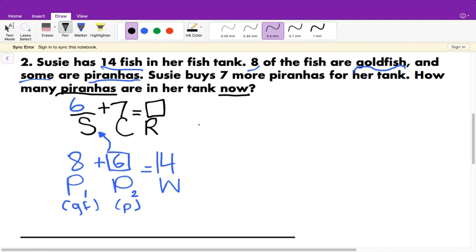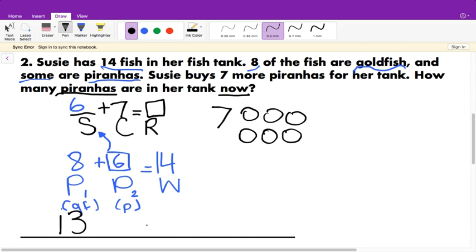And now I can go back to solving my original equation. 6 plus 7 equals box. I'm going to start with 7 and then count on 6 more. 1, 2, 3, 4, 5, 6. And now I can count all together and find the answer. 7, 8, 9, 10, 11, 12, 13. So our answer is 13.